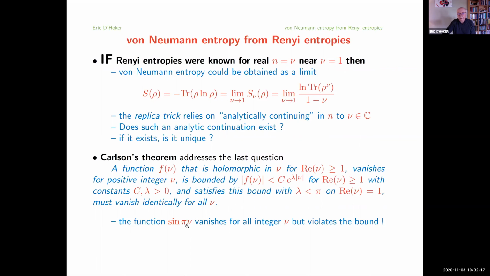For example, the sine of pi nu vanishes for all integers, in fact. However, it does not satisfy this bound, because lambda in this case would be equal to pi, and that violates the bound. So basically, when you have the Renyi entropy sequence, in order to guarantee that the analytic continuation exists, you sort of have to know how to extend this formula to complex values of n and then verify whether this bound actually holds.